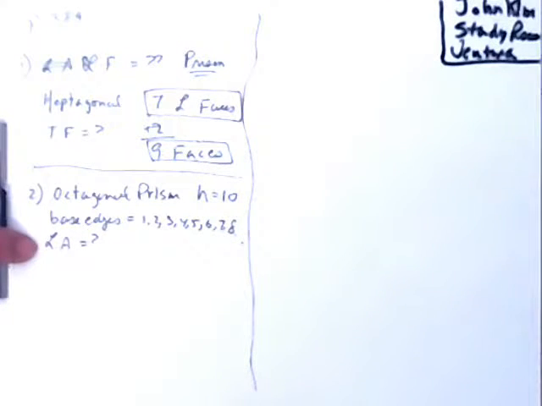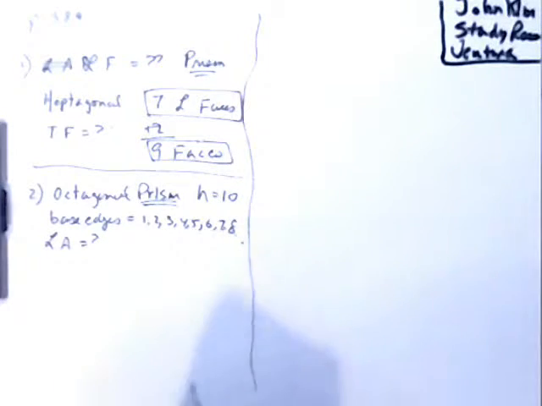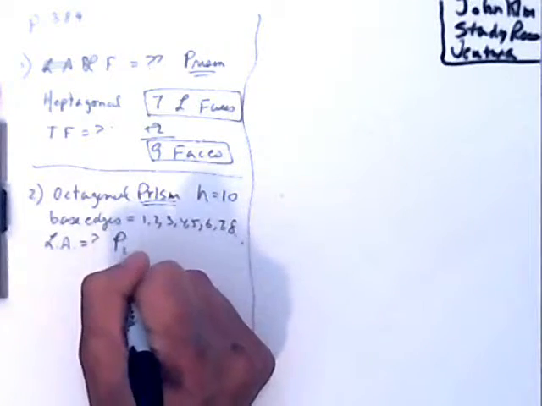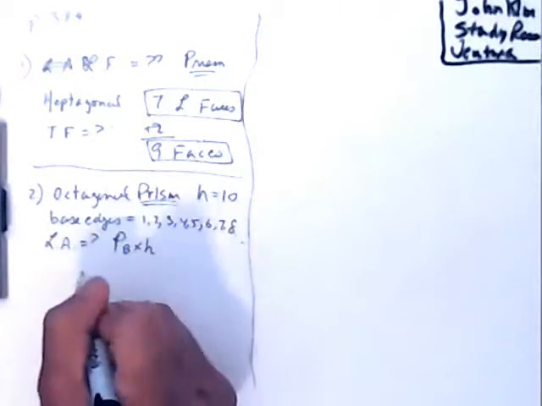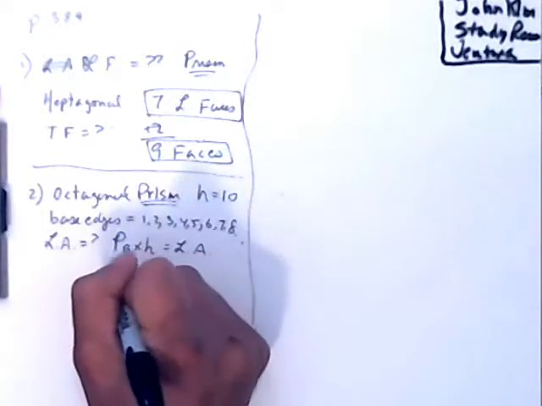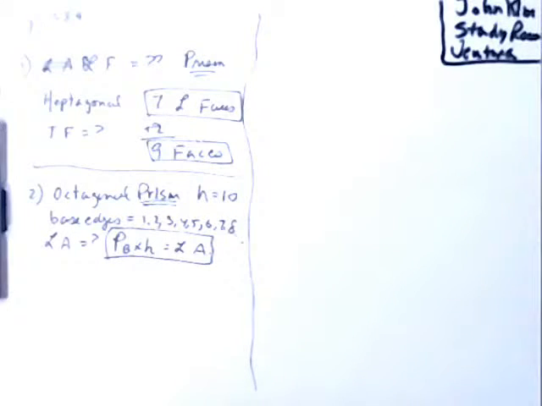So how do you find the lateral area of a prism? The key word is prism right here. We know that the formula for the lateral area of a prism is the perimeter of the base times your height, h. Write this down. That's your general formula.